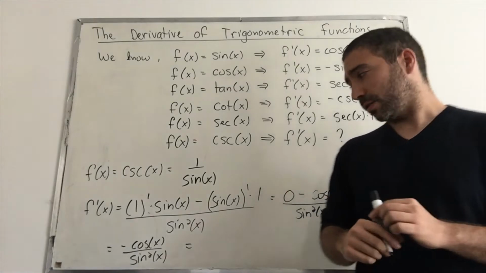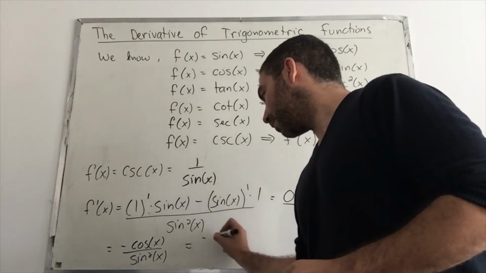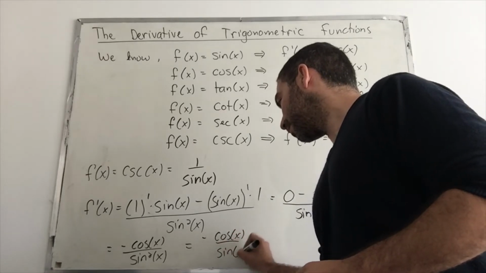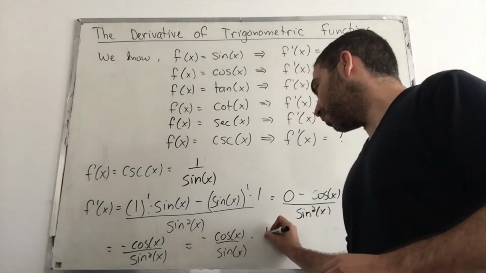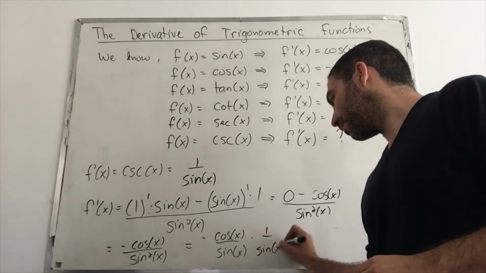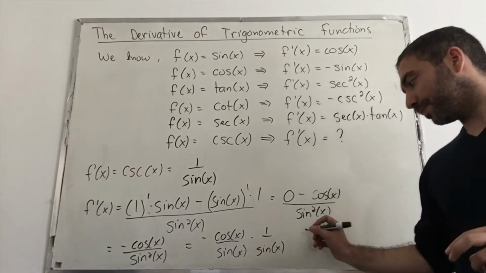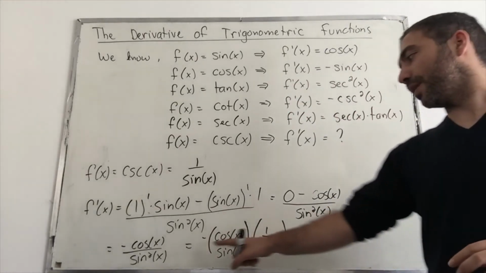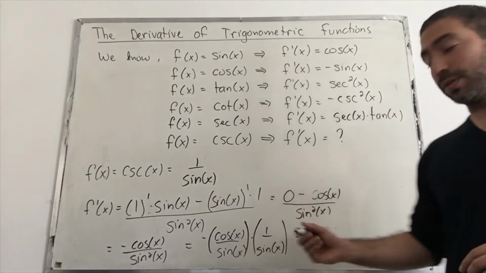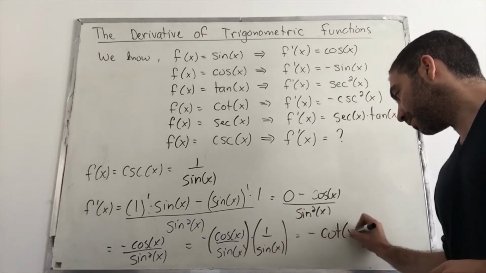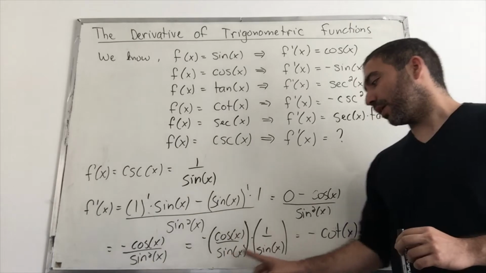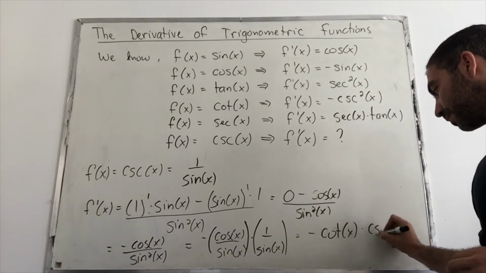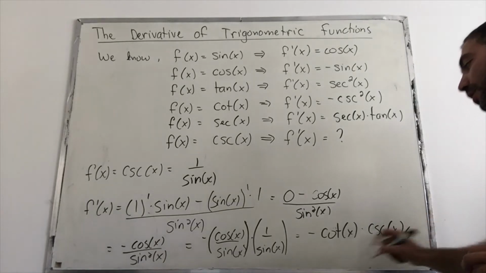We're just going to rewrite it as a negative cos x over sine x times 1 over sine x. Okay, and using our properties, we have the negative from the front. Cos over sine is cotangent, and 1 over sine is cosecant. And this is our answer.